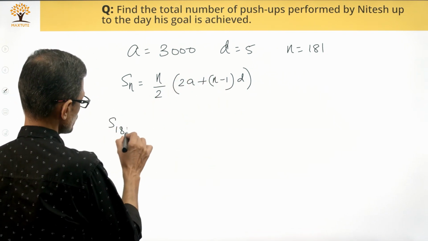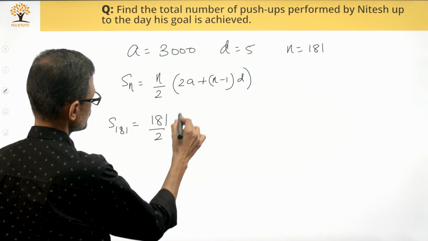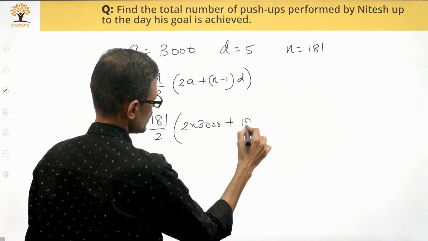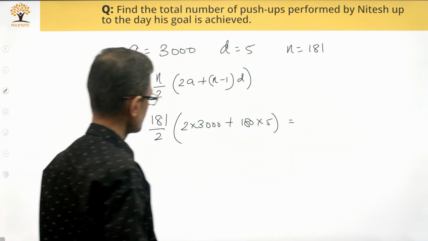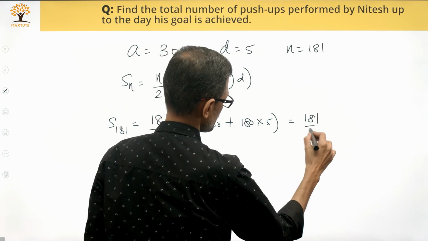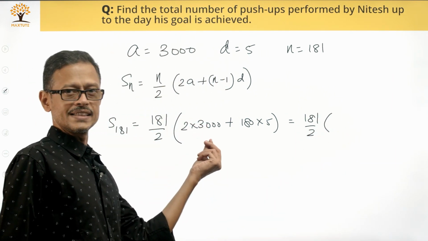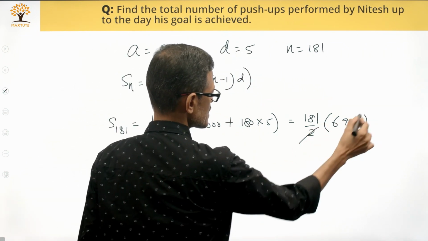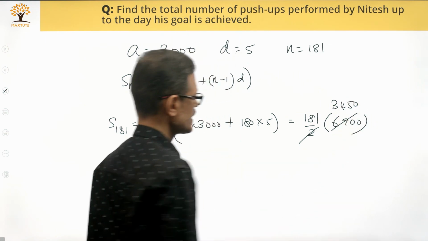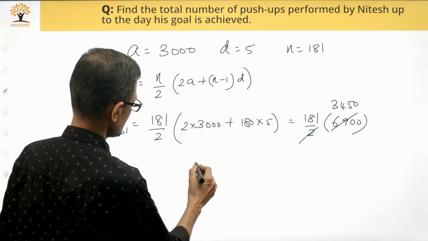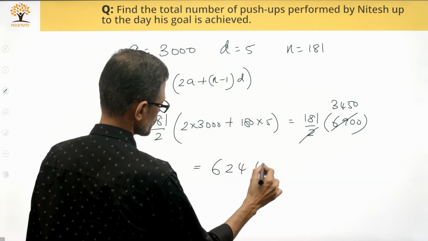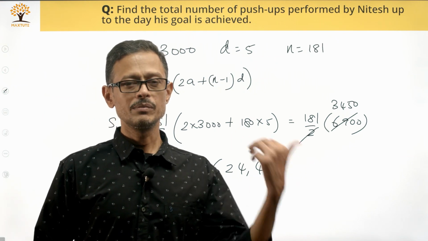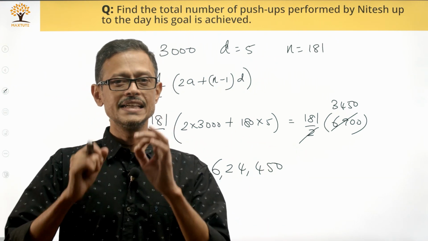So yes, 181 is what we are trying to find out, which is 181 divided by 2 into (2 times 3000 plus (181 minus 1), which is 180, times the common difference 5). So this is 181 divided by 2 into (6000 plus 900), 2 into 3000 is 6000, plus 900, which is 6900. The 2 cancels out to leave us with 3450. 181 into 3450 is equal to 6,24,450. This is the total number of push-ups that Nitesh did from day 1 all the way up to day 181, the day he reached his target.